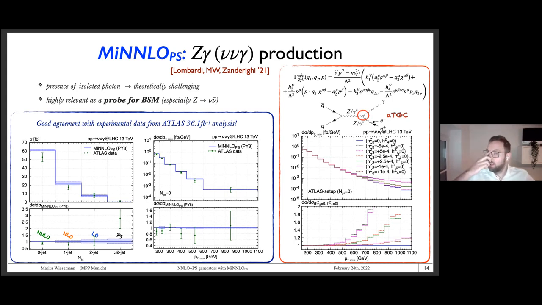Then what we also did was include BSM effects on anomalous gauge couplings, which you see when you look at the high PT miss region. You can really see what these operators, or this effect that you include, cause, and you can restrict these kinds of BSM effects even now at the event level, because you are able to produce events and restrict these anomalous interactions.